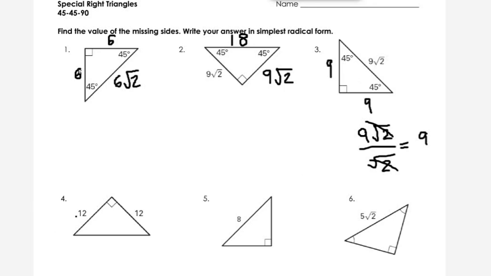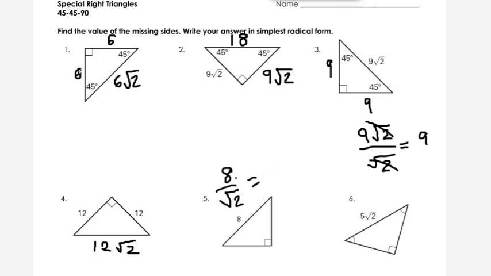Number 4. The two legs given are 12 and 12, so this one's easy. The hypotenuse is going to be 12 square root of 2. Here we have the hypotenuse given as 8. So 8 must be divided by square root of 2 in order to get the other two side lengths.